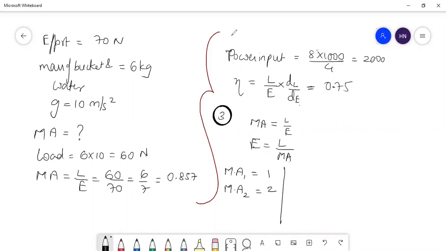And the effort for the single fixed pulley is 50 kgf. So E1 by E2, we can directly take as MA2 by MA1, because effort is inversely proportional to MA as per this formula. So it is 2 is to 1. Yeah, correct. Thank you. Welcome, sir.